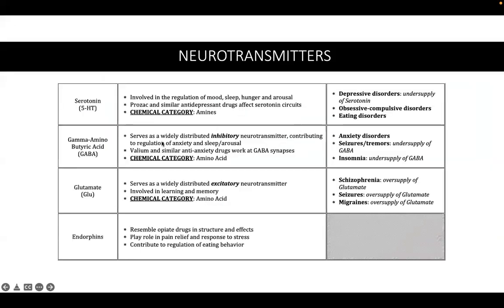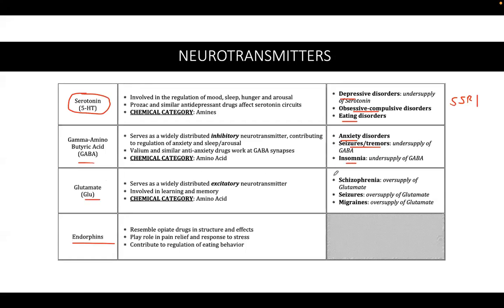Now here, we've basically mentioned these neurotransmitters with the exception of the endorphins. Now, I just want to remind everyone, eating disorders, OCD, depression, this is serotonin. One of the favorite questions in the boards is the use of SSRIs as first line for depression. For GABA, this is associated with anxiety, as well as seizures and tremors, and also insomnia.